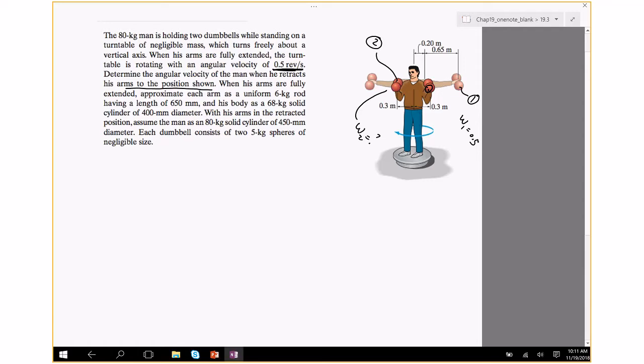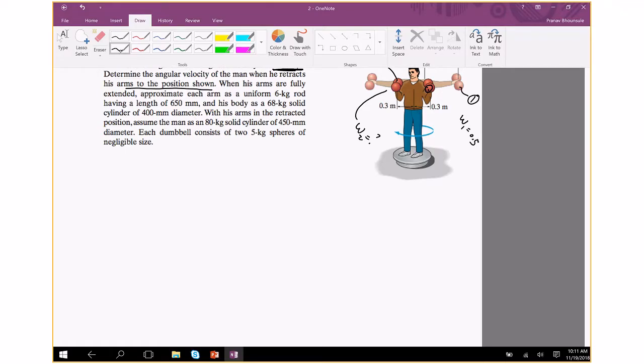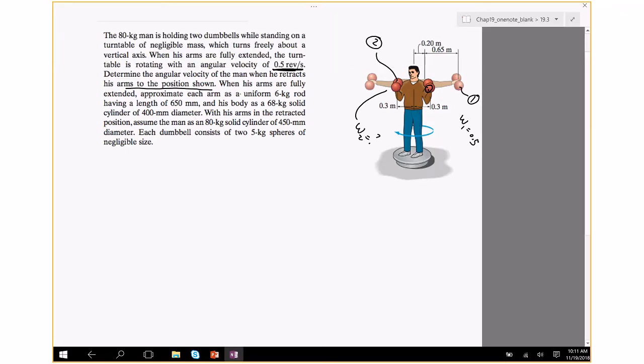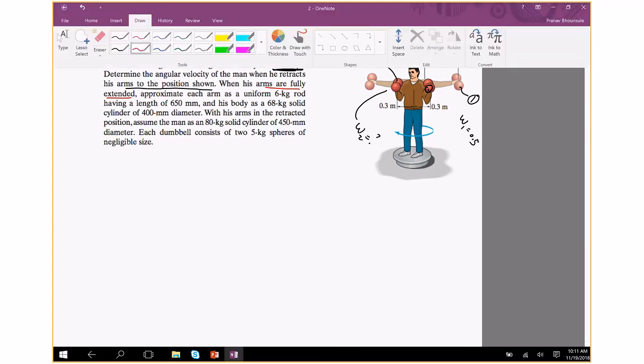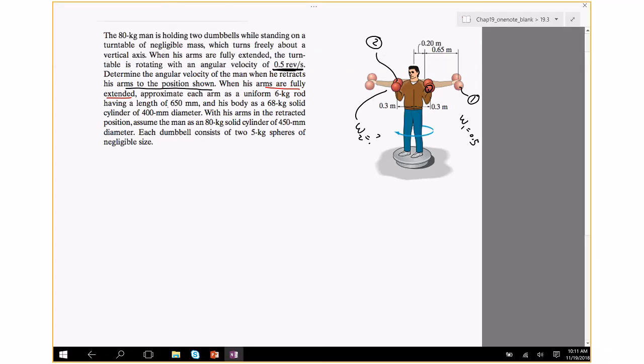The key here is that his inertia changes, because once you move your mass closer, the center of mass will remain the same, but the inertia, which is mass times distance squared, changes. So now the specifics about the inertia. When his arms are fully extended, we approximate each arm. So let's draw this. It's easiest to visualize. Let's do instance 1. I'm going to draw the same person but as cylinders, because it's said that you can approximate the body and arms as cylinders. So that's the person, and he has his arms fully extended.